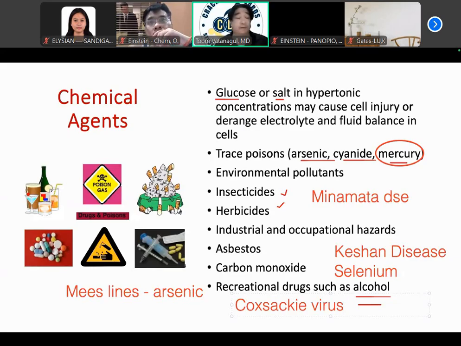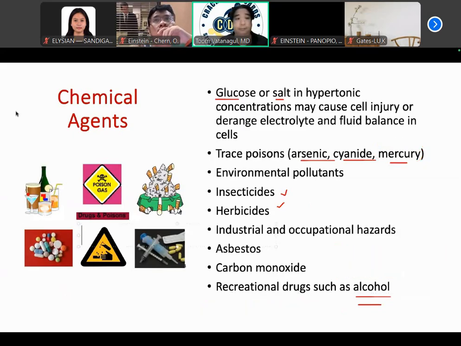Coxsackie B is the one associated with cardiomyopathy. This is under the chemical agents.